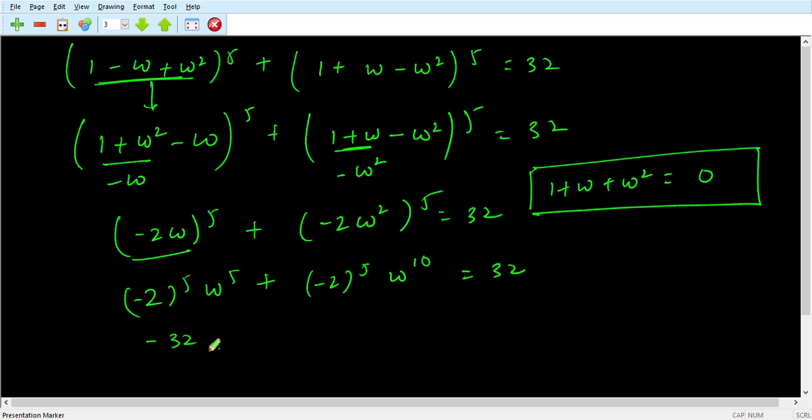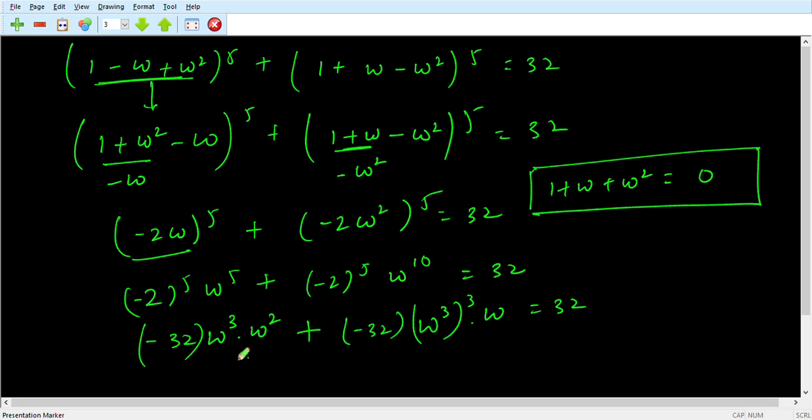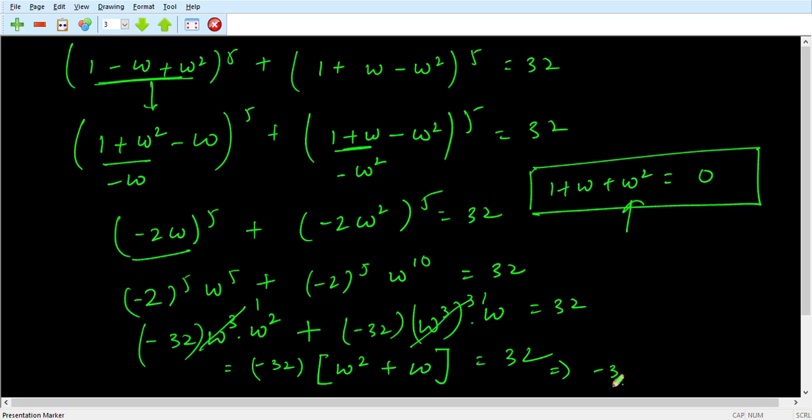Omega to the power 5 can be written as omega to the power 3 into omega to the power 2, plus minus 32 omega to the power 3 to the power 3 into omega, that is equal to 32. So here you can understand the value of omega to the power 3 will become 1, and this value will also become 1. So the resultant value is minus 32. I want to take minus 32 common from both sides. I will get omega to the power 2 plus omega. And if we take the help of this equation, omega plus omega square will give me the value minus 1. So by this logic, minus 32 into minus 1 is equal to 32, and left hand side is equal to right hand side. So this kind of problem you can solve on your own.